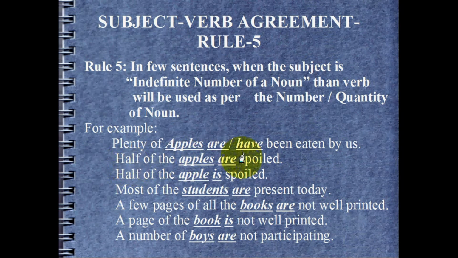Half of the apples are spoiled, half of the apple is spoiled. Most of the students are present. A few pages are, few pages of all the books. If this is plural, then this will be also plural. A page of the book is a page. If it is single, it is. A number of boys, the boys is plural, so are will be used accordingly.